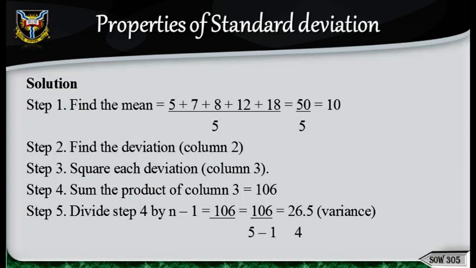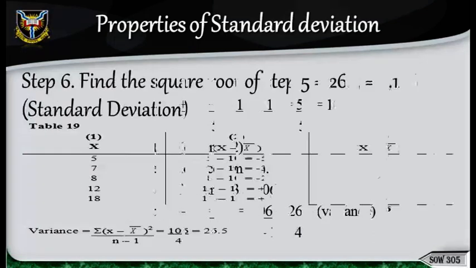Step 2. Find the deviation, column 2. Step 3. Square each deviation, column 3. Step 4. Sum the products of column 3, equals 106. Step 5. Divide step 4 by n minus 1, equals 106 divided by 5 minus 1, equals 106 over 4, equals 26.5. Variance. Step 6.